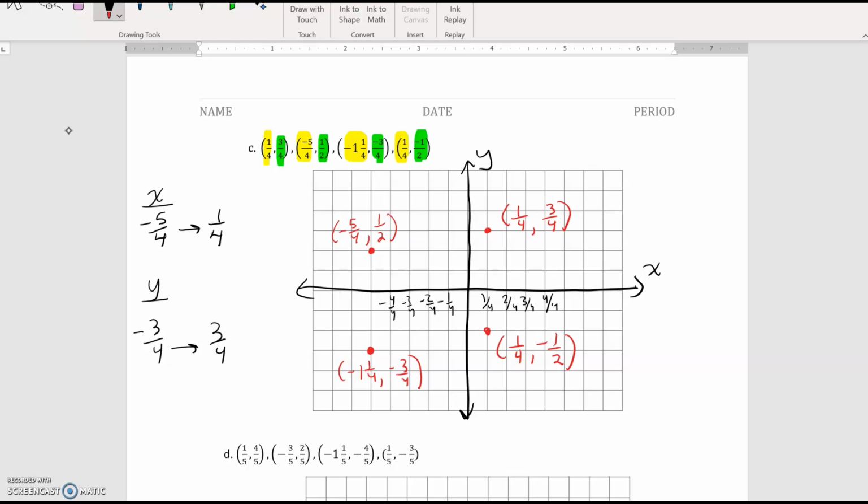So you see that since we changed our scale, it helps us make it easier to plot our points using a reasonable scale.